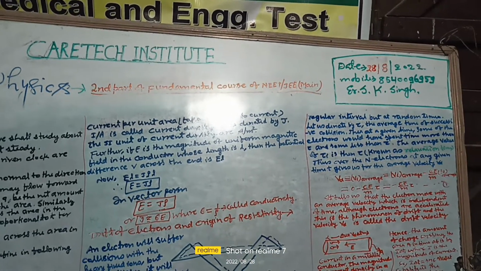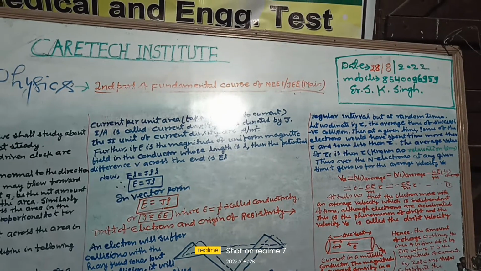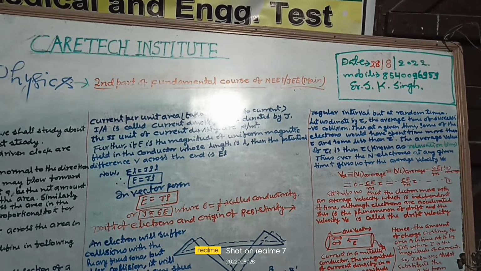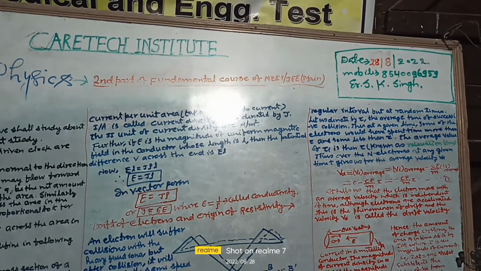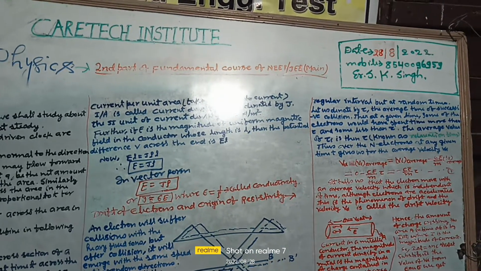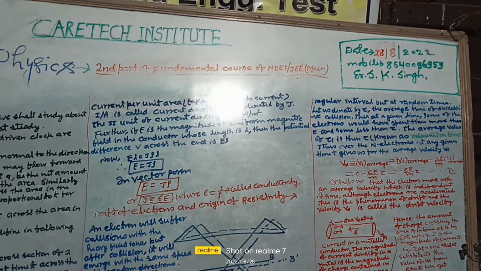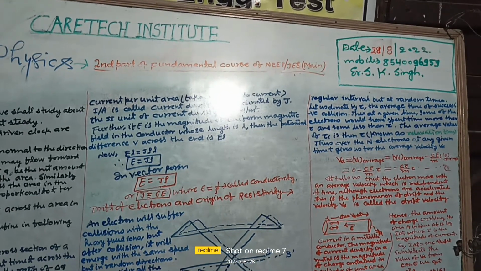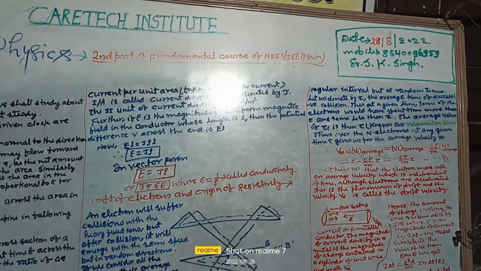This is the phenomenon of drift, and the velocity V_d is called the drift velocity. As shown in the figure, delta x = V_d delta t, and the electric field is shown.